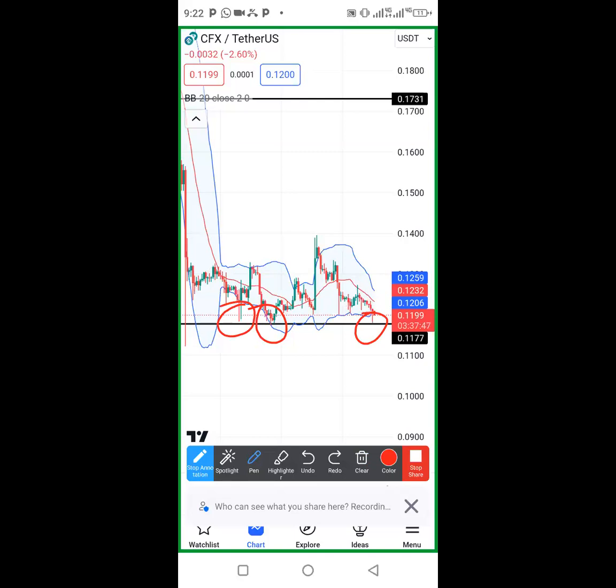And how do you identify support with the Bollinger Band? When you see the 20 EMA moving in a horizontal nature, you see it? The 20 EMA is moving in a horizontal nature. It will help you to identify a consolidated market or sideways market. When I say sideways, it's not going up, it's not going down. It's just moving sideways. That's what it helps.